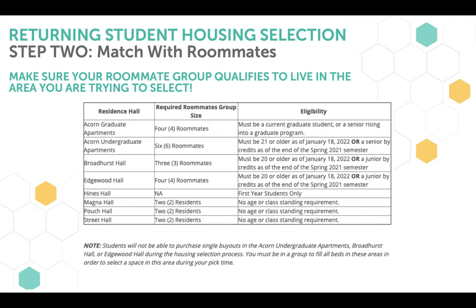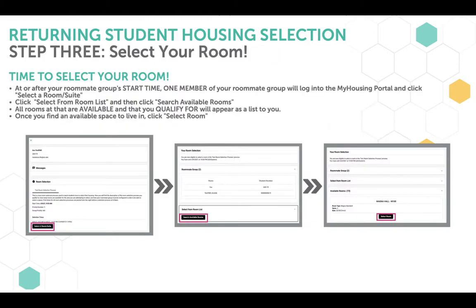If a roommate group is larger or smaller than these size requirements, or if a member of the group does not meet the age or class standing requirements, the entire group will not be able to select an available space during their pick time. The last step is to select your room for next year.